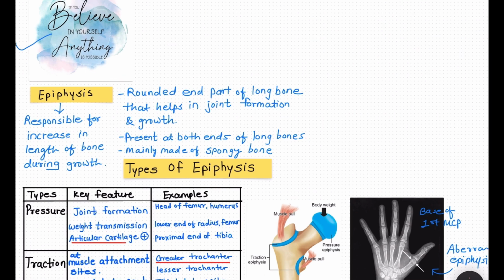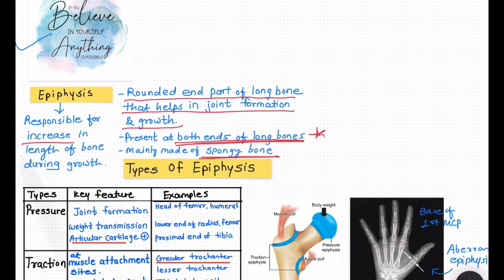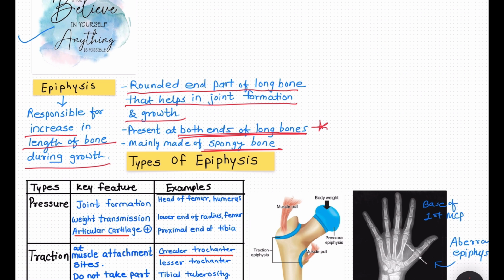So let's start with epiphysis. In the previous lecture, we already discussed bones and their parts. Epiphysis is a rounded end part of a long bone that helps in joint formation and growth. It is present at both ends of long bones, and it is mainly made up of spongy bone, also called cancellous bone. It is responsible for the increase in length of bone during growth. So the main function of epiphysis is to increase the length of bone during the growth phase. Epiphysis also contains ossification centers, which are secondary ossification centers present after birth.